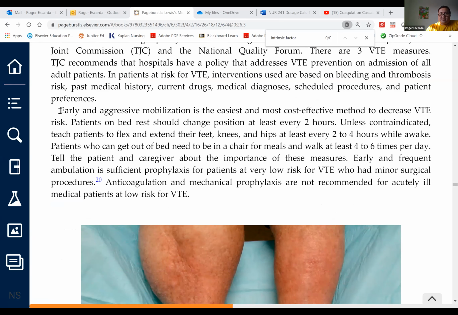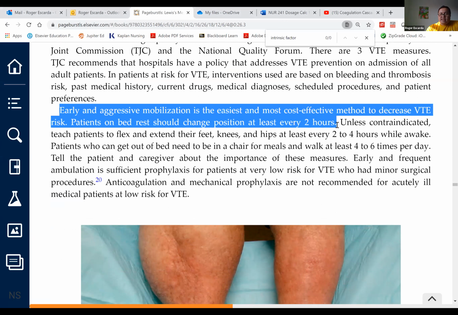What does this say here? How do you easily prevent a DVT? Early and aggressive mobilization. So that's why, if you ever had a patient who is post-op, when do we get the patient out of bed and up on their feet?